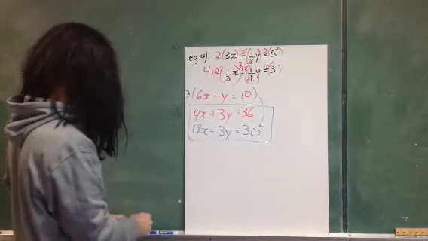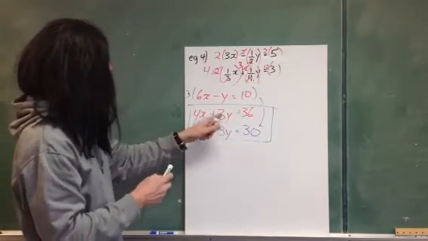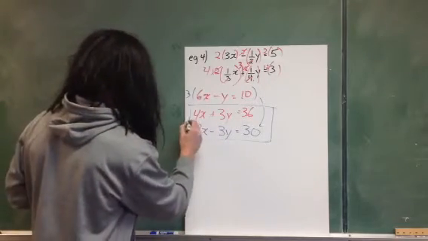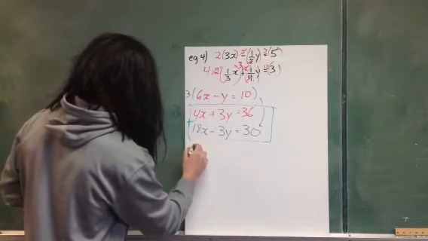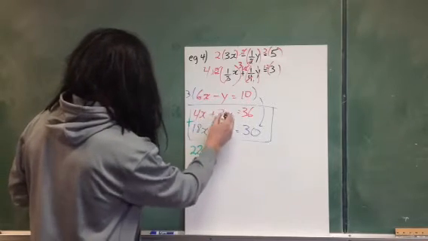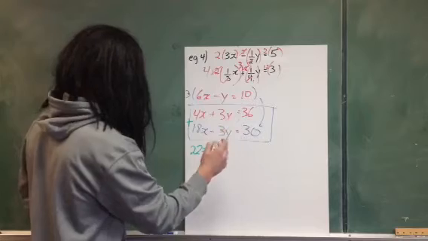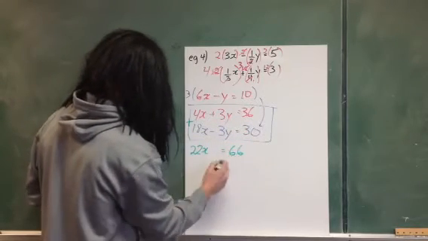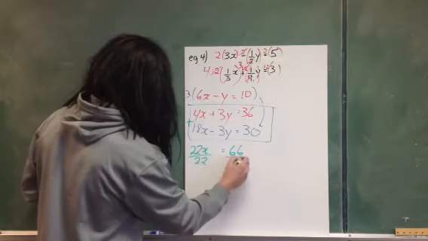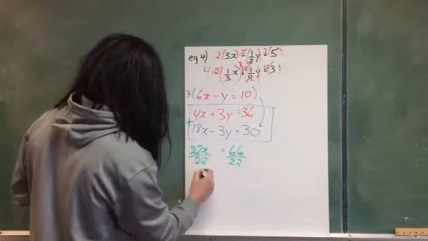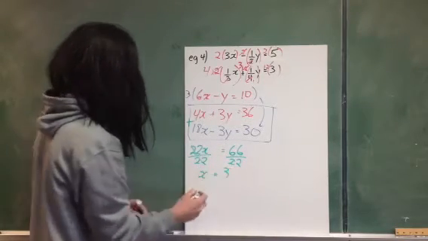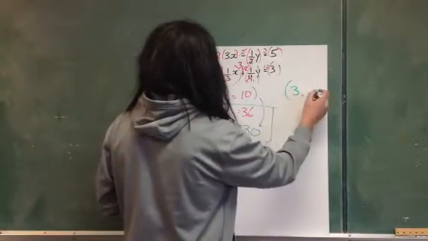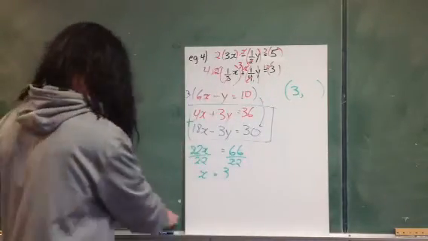That's my new system. So what am I going to do? I'm going to add these two to get rid of these terms. I'm going to eliminate those two terms. 4x and 18x is 22x. 3y and negative 3y is no y's. Equals 36 plus 30 is 66. Oh, this is going to work out nicely. So x equals 3 wholes. So that's part of my solution. 3. 3 what? Well, let's find out.